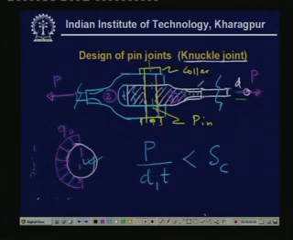Now the next important thing is the pin. We will have to see what the different modes of failure of a pin are.